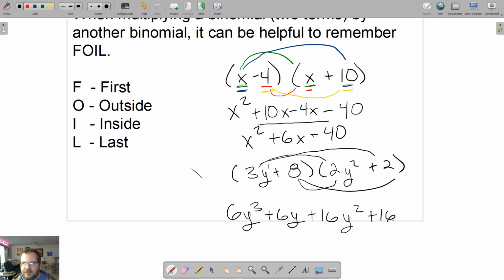Now one thing you'll notice here is, in this case, and I said it won't always happen that the middle two can combine. In this case, nothing combines. There's a y cubed, but there's no other y cubes. There's a plain y, there's no other plain y's. There's a y squared, there's no other y squareds. And then there's a number, and there's no other plain numbers. So this would be what your answer would be, this whole thing here.